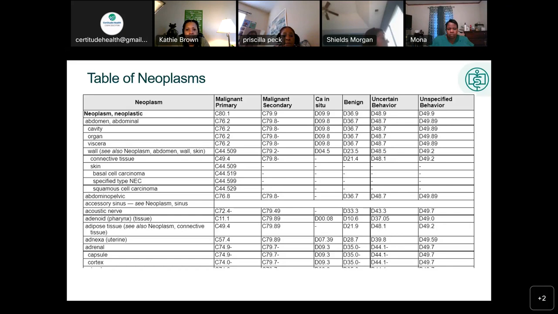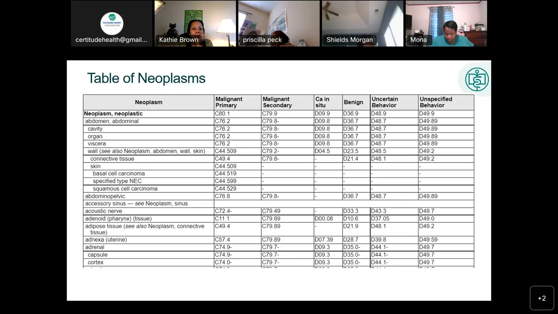But this table, the way that it is laid out, it reads from left to right. It has six columns. So in the first column, you'll see that it is listed alphabetically by anatomic site. So it starts out with neoplasms of the abdomen and literally goes from A to Z. So you can have neoplasms of the abdomen, all the way to neoplasms of the Zuckerkandl organ. Don't ask me what it is because I have no idea. Something located inside our body that starts with the letter Z. That's all I know.